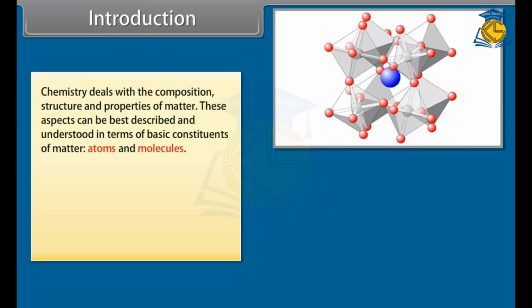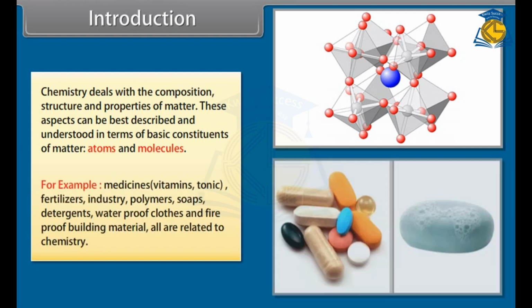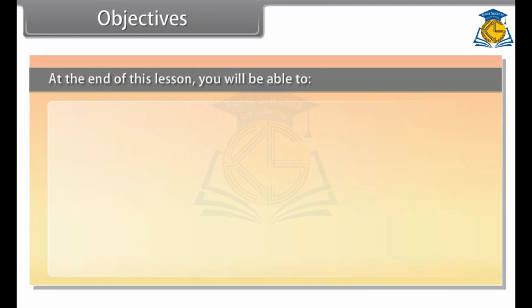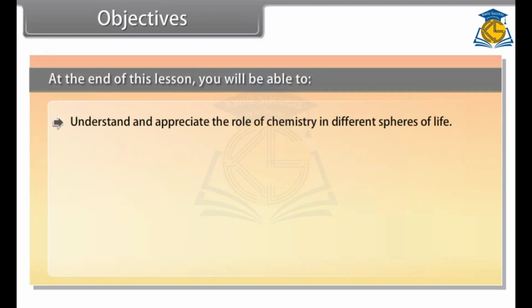Introduction. Chemistry deals with the composition, structure, and properties of matter. These aspects can be best described and understood in terms of basic constituents of matter, atoms, and molecules. For example, medicines, vitamins, tonic, fertilizers, industry, polymers, soaps, detergents, waterproof clothes, and fireproof building material all are related to chemistry. Objectives. At the end of this lesson, you'll be able to understand and appreciate the role of chemistry in different spheres of life.